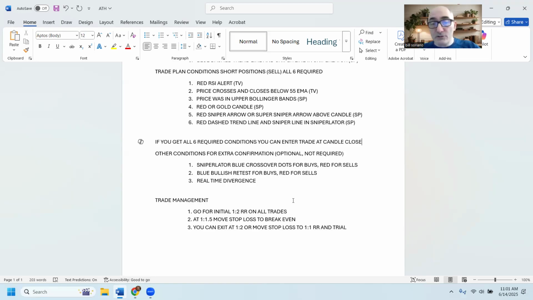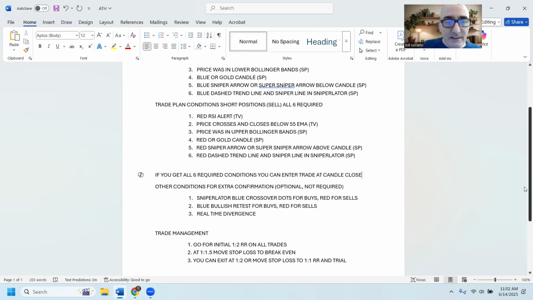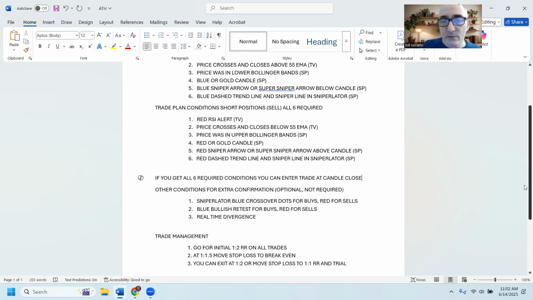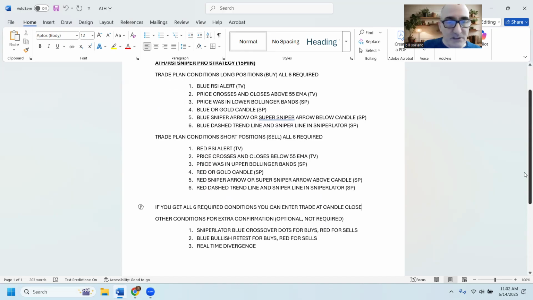Okay. Now, once you get to 1 to 2, you can exit at 1 to 2, or at that point, you can move your stop loss to 1 to 1, and you can keep trailing it up. So you're at a 1 to 2, you move it to 1 to 1, you get to 1 to 3, you move it to 1 to 2, you get to 1 to 4, you move it to 1 to 3, until, of course, you get stopped out, or you just decide to exit the trade, right? So that's all the conditions and the other optional conditions, and then, of course, trade management.